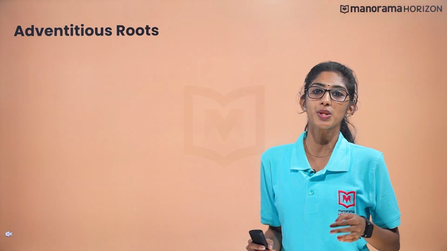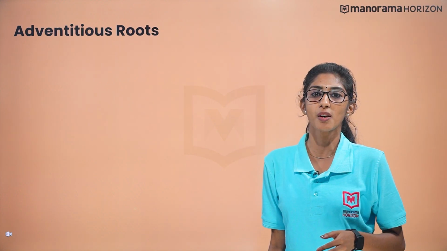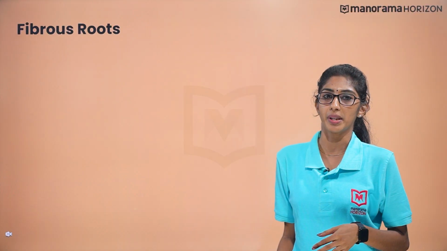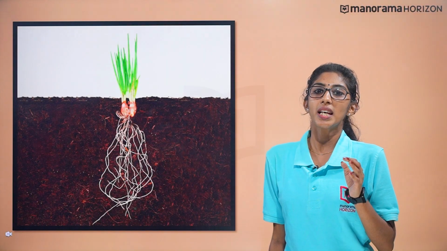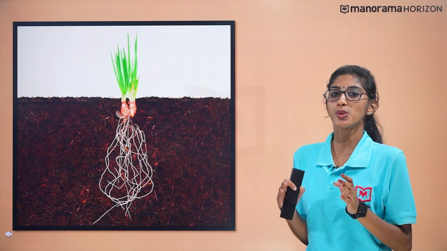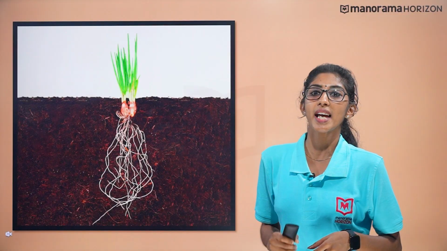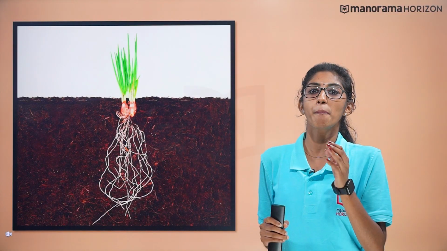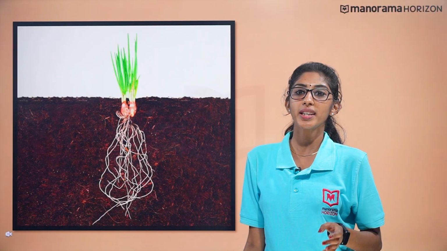The adventitious roots can be further classified as follows on the basis of nature of development. The first one is fibrous roots. In this, the primary root soon gets replaced by a cluster of slender thread-like roots originating from the base of the stem. Wheat, rice and onion have this type of root.